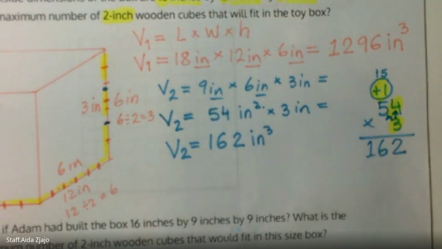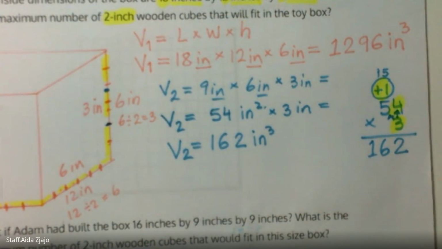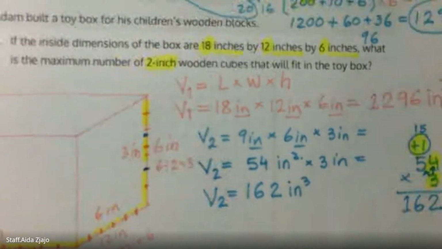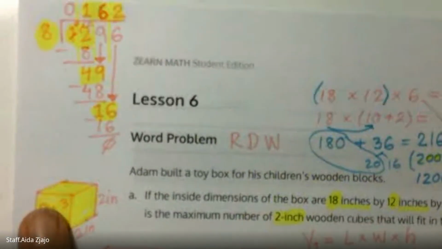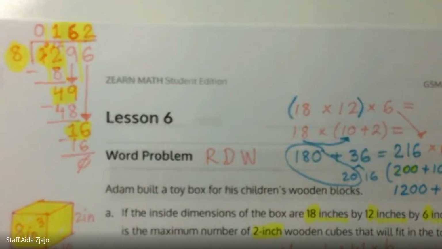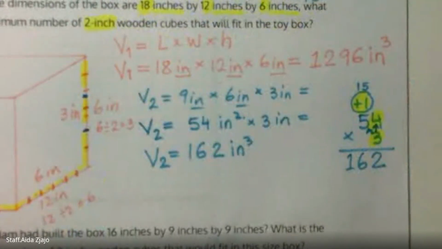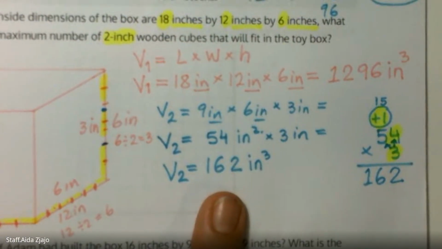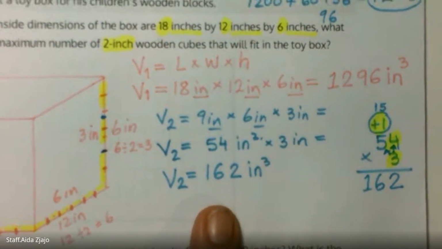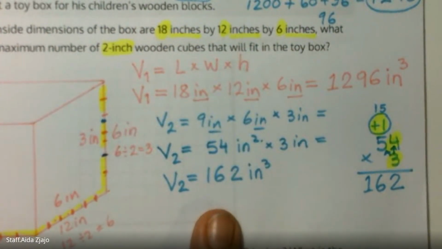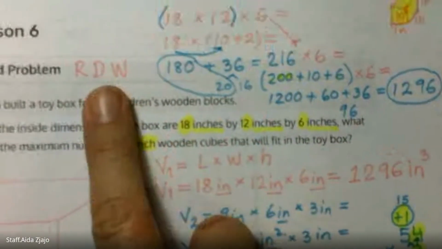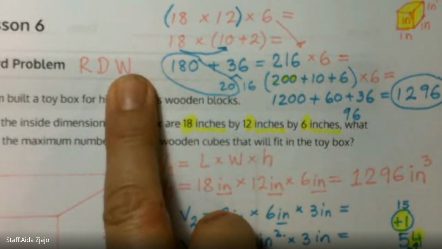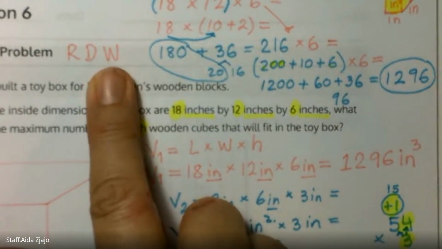cubic inches. So when we look at this, we know that if we have the same answer, 162 and 162, we figured it out that there will be 162 2-inch wooden cubes. So we did read, we draw, and we write, and now it's time to write.